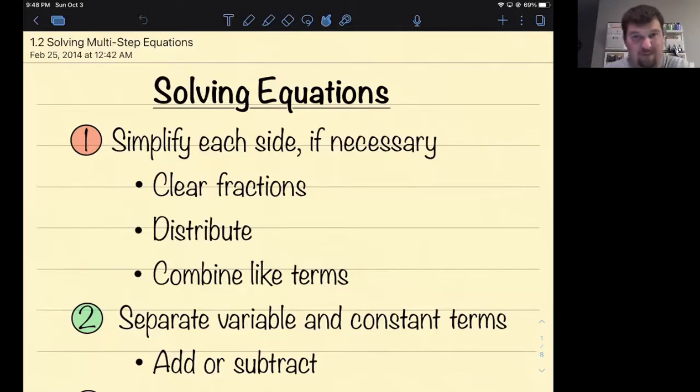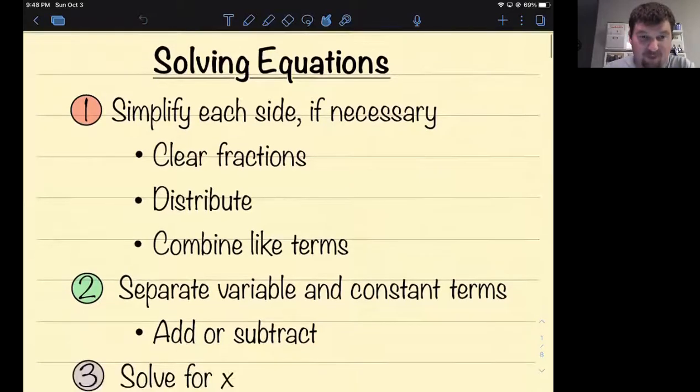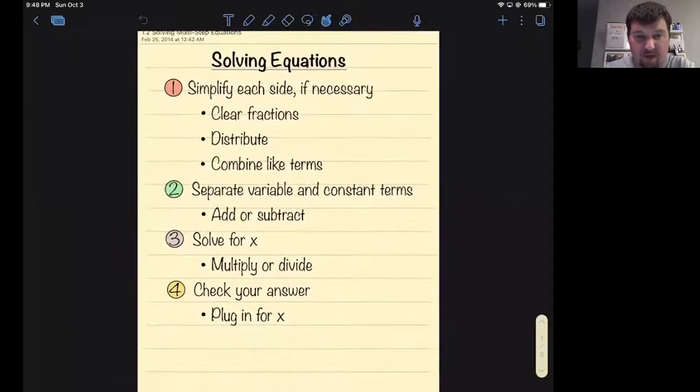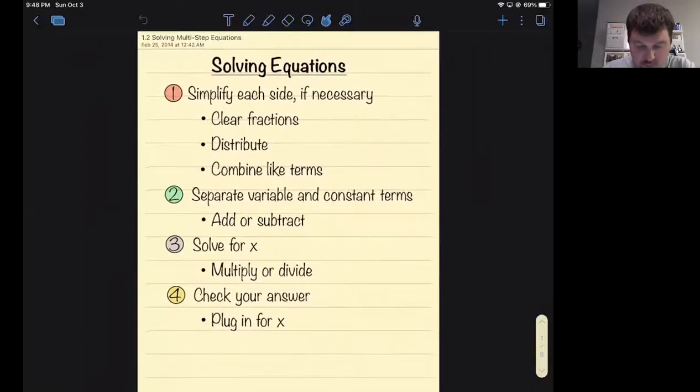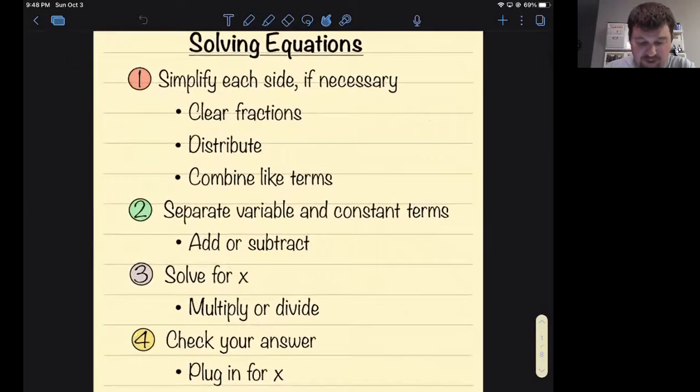It's always good to review that before you jump into the more complex equations. And so these are the same 4 steps that we're going to use that I showed you on Friday. We're going to probably use step 1, well, definitely use step 1 more than what we did on Friday. Step 1, which says simplify each side if necessary. If necessary, it really wasn't necessary when we did simple equations, but there are 3 ways you can simplify. You can clear fractions, you can distribute, and you can combine like terms. We're going to do all of those today.